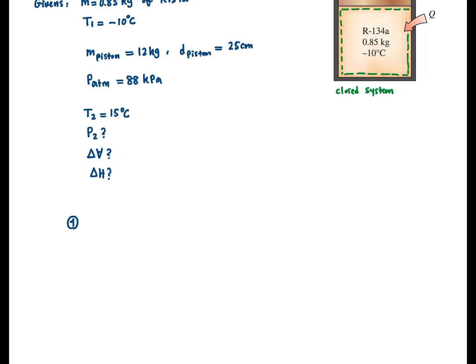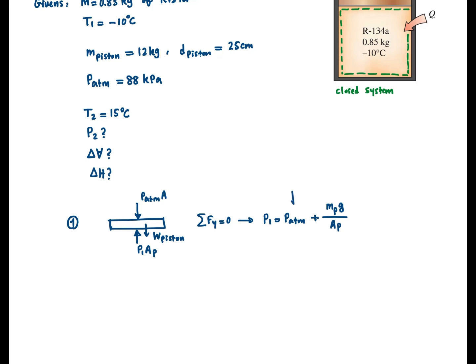So for the initial state, this is going to be the free body diagram of the piston. For the free body diagram, I draw all the forces that are applying on the object. P1, or pressure of the refrigerant in the initial state, times cross-sectional area of the piston. Atmospheric pressure times the cross-sectional area of the piston. And the weight of the piston. So sum of forces in vertical direction is 0, or P1 equals atmospheric pressure plus the weight of the piston, which is mass of the piston times the gravitational constant divided by the area of the piston.